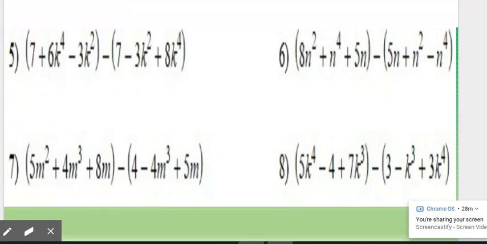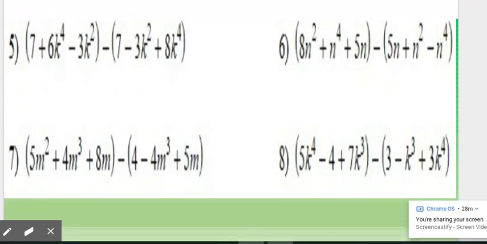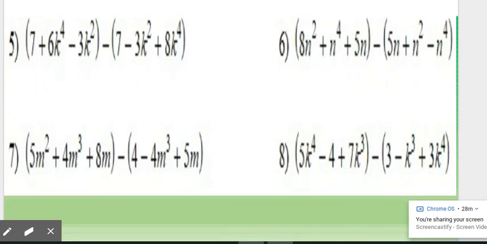All right, I'd like you to go ahead and pause the video and try these 4 subtraction problems. Okay, the second one. Okay, number 5 here. Need to distribute the -1 on the second one. So I get -7, positive 3k squared, and -8k to the fourth. And now I'm going to add up my like terms.